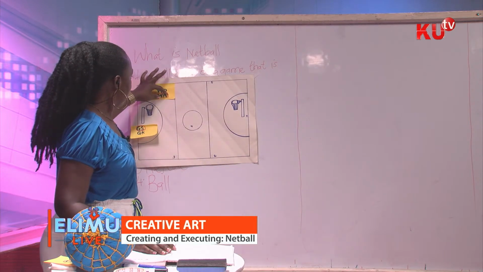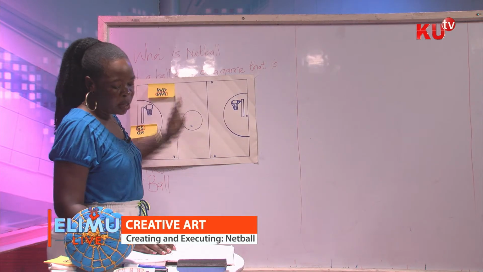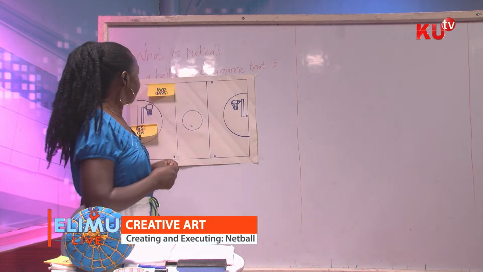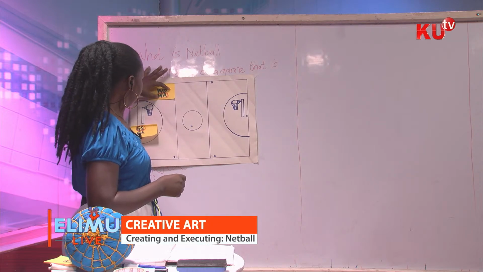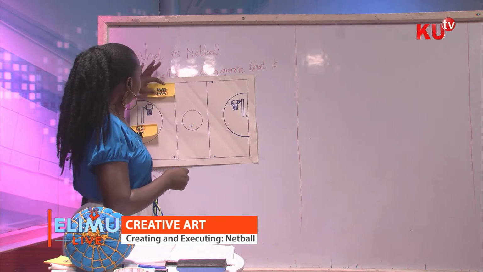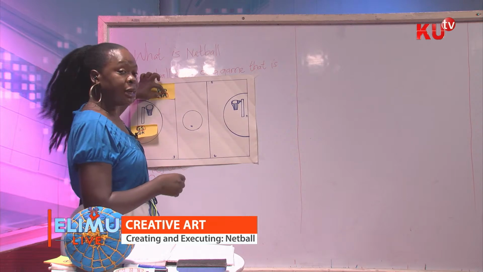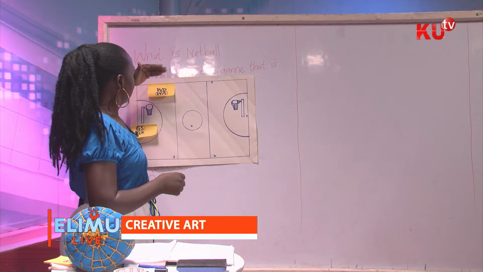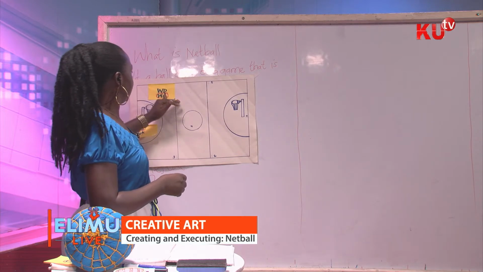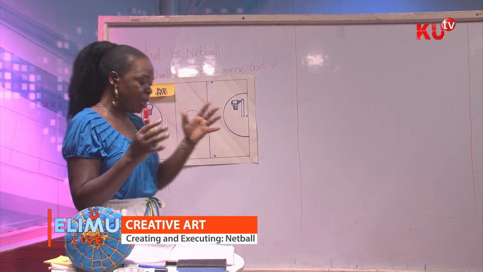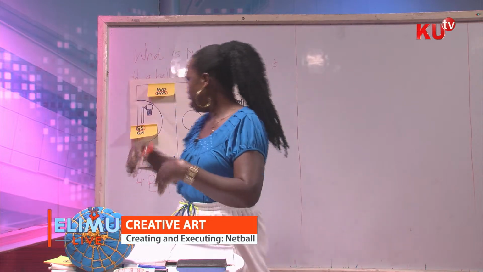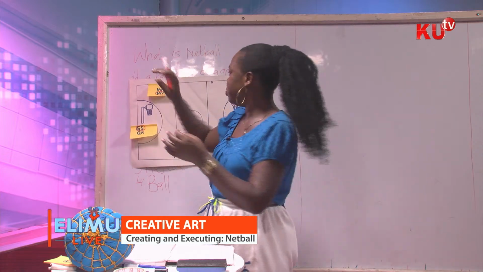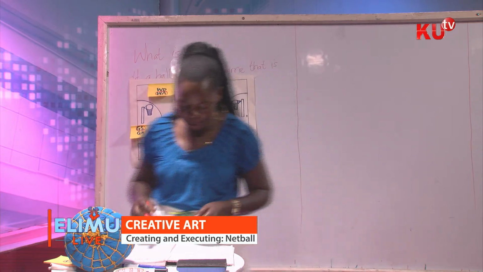With the wing attack, we also have the wing defender. The work of the wing defender is to stop the ball from reaching where the wing attacker is. So when the ball is being passed to the wing attacker, the wing defender makes sure that she defends the wing attacker so that the wing attacker may not receive the ball to pass it to the goal shooter. And in case she gets the ball, she passes it to their side.